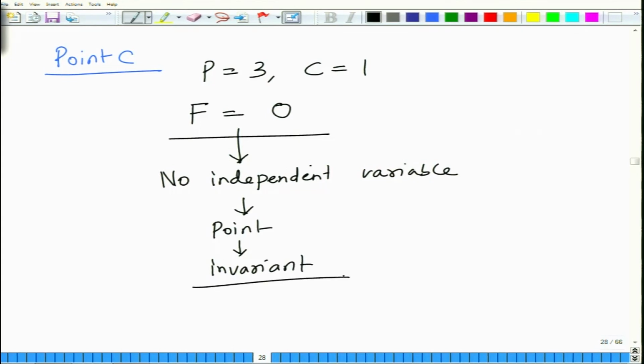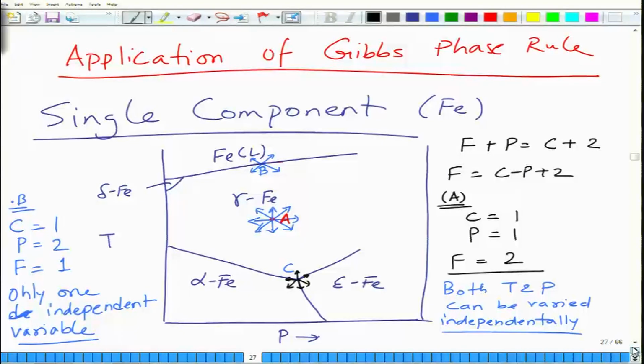Invariant means nothing can be varied; there is no change in any thermodynamic parameter that can be maintained to have a 3-phase equilibrium. So 3-phase equilibrium is possible in a unary component system only at a point, at a given point where 3 phases exist with each other and there is no change in parameter that can be made.